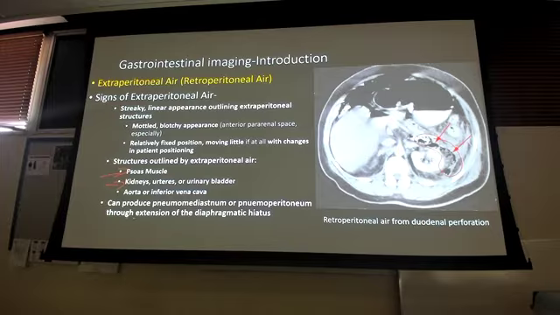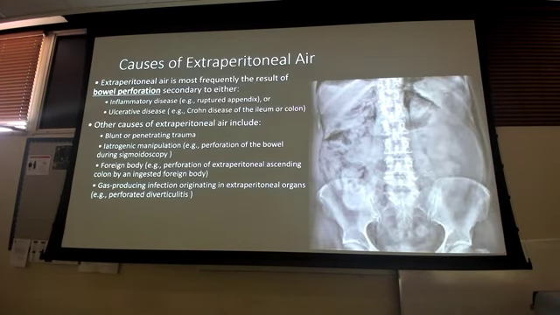It can also be produced right here through a pneumomediastinum or pneumoperitoneum, from a diaphragm hiatus, so if there's a hole in the diaphragm, it can be created that way as well. So, streaky linear appearance in the extraperitoneal space, you can see it there on the CT, and then here on the X-ray, right?